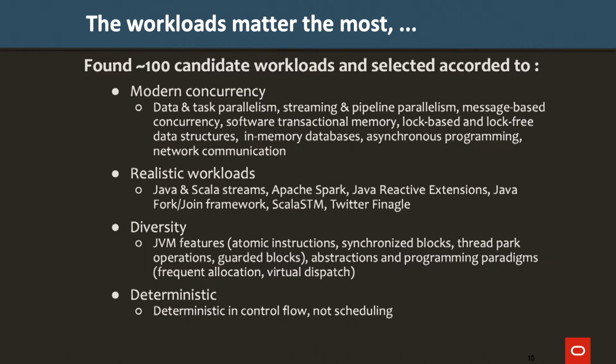So the criteria, first of all, they have to use modern concurrency, so highly parallel workloads using streams, using actor-based programming, using lock-free data structures, in-memory databases, etc. We want those benchmarks to be realistic. We want to be sure that it's not completely artificial because it has to look like software people use. And they have to be diverse, meaning that if we introduce like 20 Spark workloads and they all do the same thing, it's not very interesting. We want to keep only one of them, for instance. And we want those benchmarks to be deterministic. That's very important for benchmarking. If you run the thing twice, you want to be sure that it runs exactly the same thing.